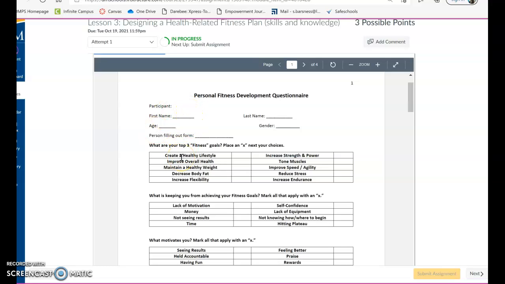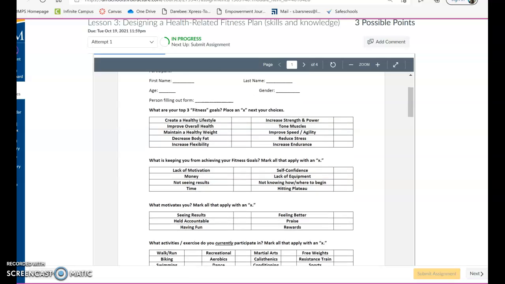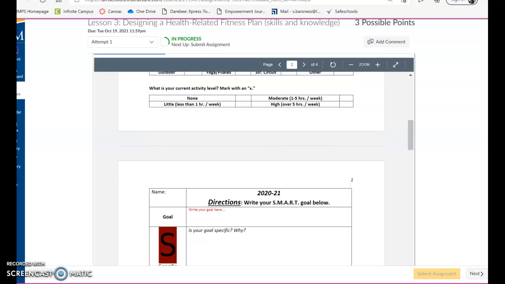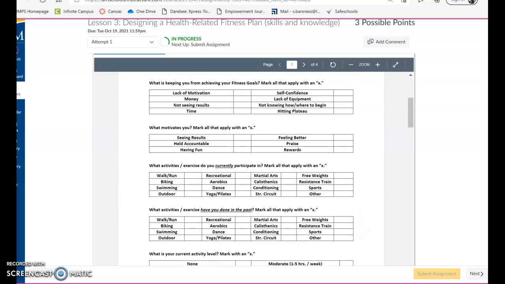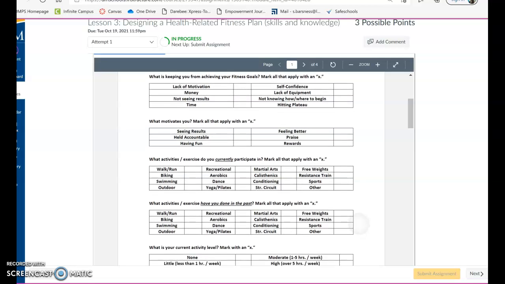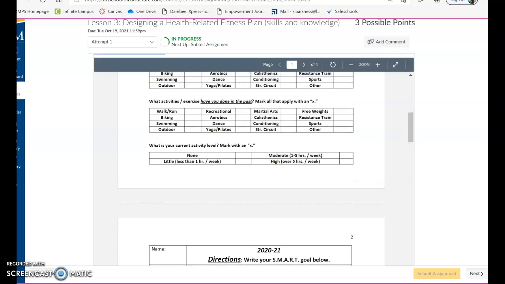Most commonly interviewed are a mother, a sibling, an aunt and uncle, a best friend, a father, anybody in your family or friend group that you would like to question. So they're going to fill out the questionnaire, or you're going to ask them to fill out the questionnaire and help them fill it out, and just get an idea of what activities they enjoy and what it is that keeps them from achieving fitness goals or what it is that motivates them.